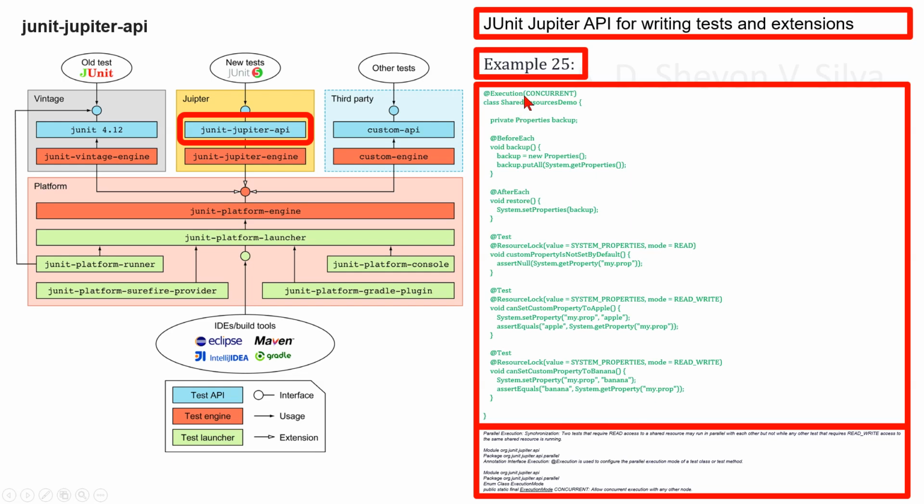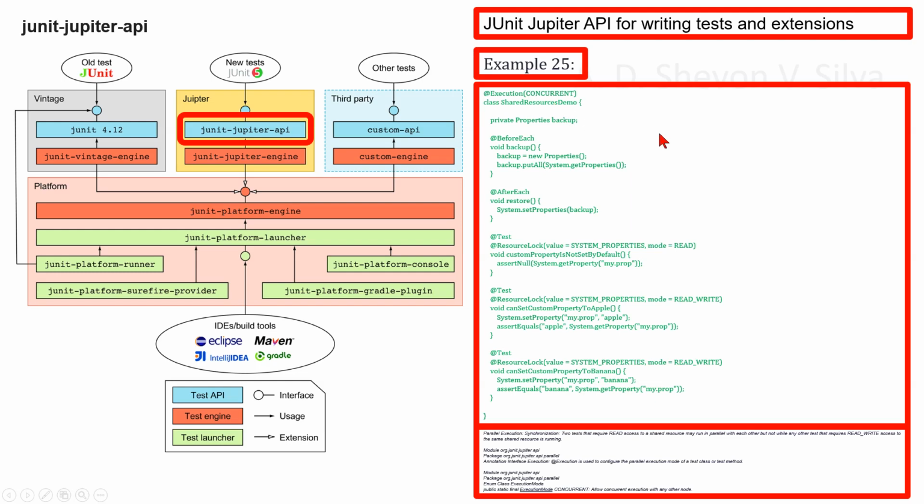Annotation interface Execution in package org.junit.jupiter.api.parallel in module org.junit.jupiter.api. @Execution is used to configure the parallel execution mode of a test class or test method. Enum public static final ExecutionMode CONCURRENT. Enum class ExecutionMode in package org.junit.jupiter.api.parallel in module org.junit.jupiter.api. Allow concurrent execution with any other node.